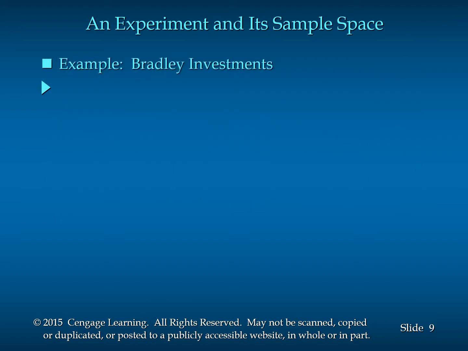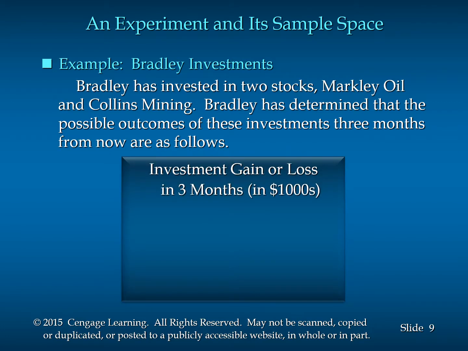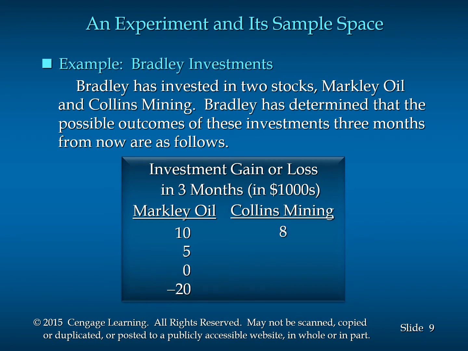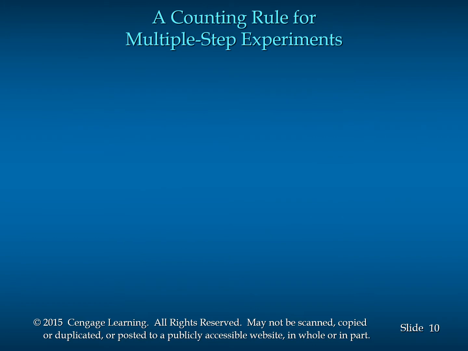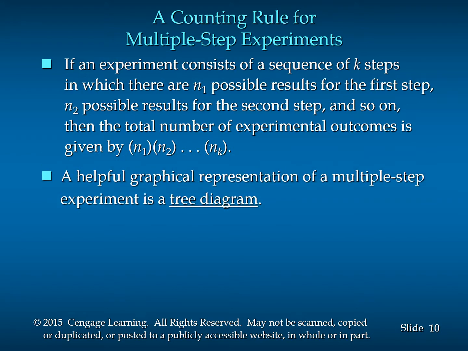Throughout this chapter, the experiment of Bradley Investments will be used. There are 4 possible outcomes for the oil stock and 2 possible outcomes for the mining stock. It can be useful to represent a statistical experiment and its outcomes with a tree diagram.